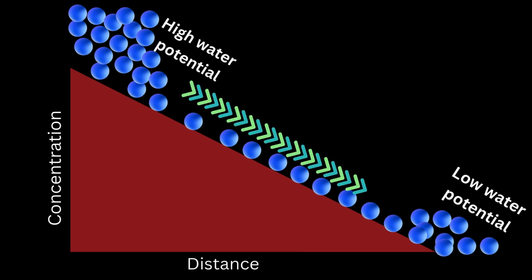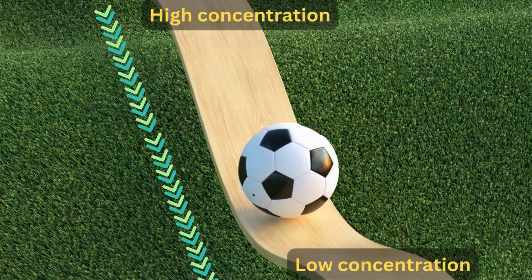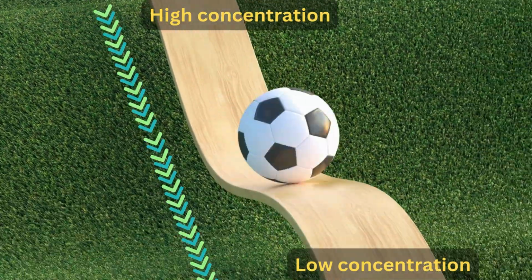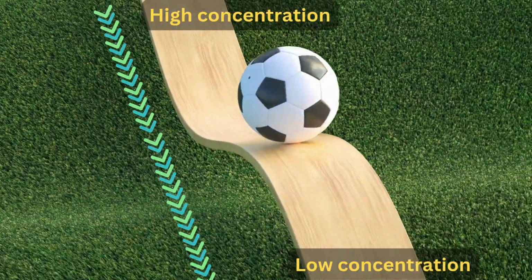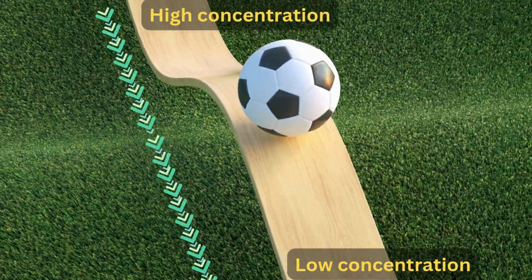Therefore, a concentration gradient is defined as a measure of how the concentration of a solution changes from one place to another. Think of it like a ball rolling down a slope. The slope represents the concentration gradient, and the ball naturally moves downward without anyone pushing it.